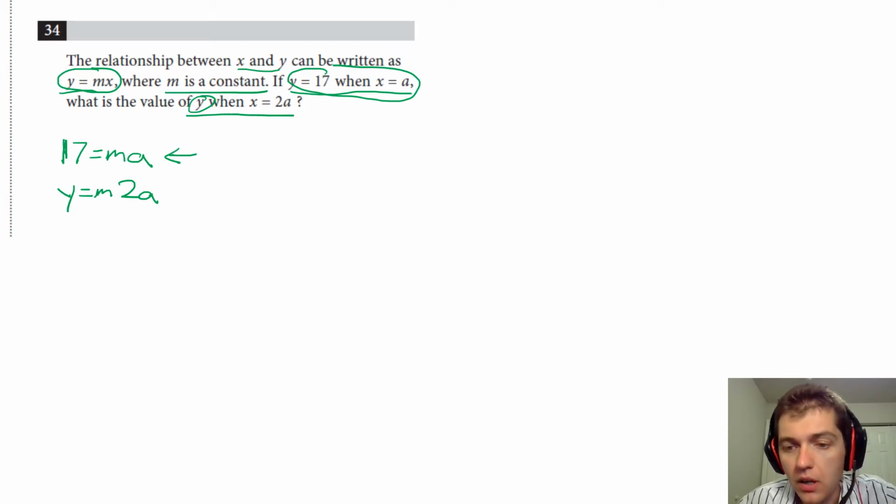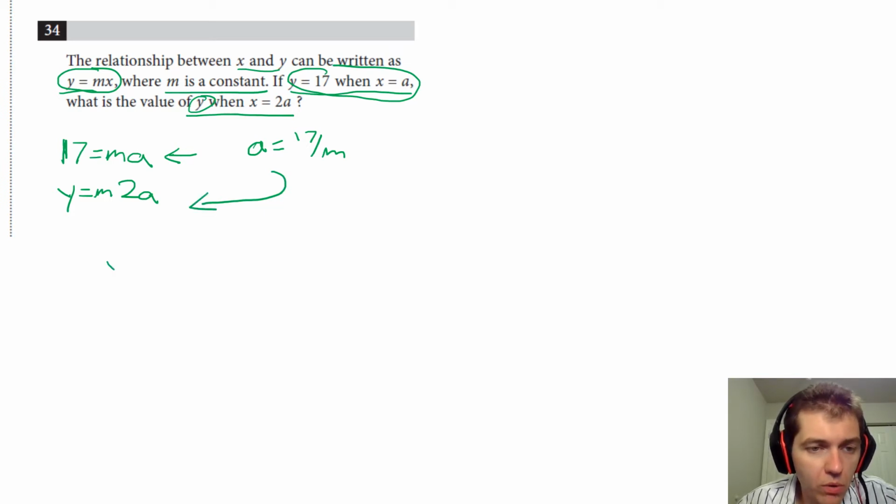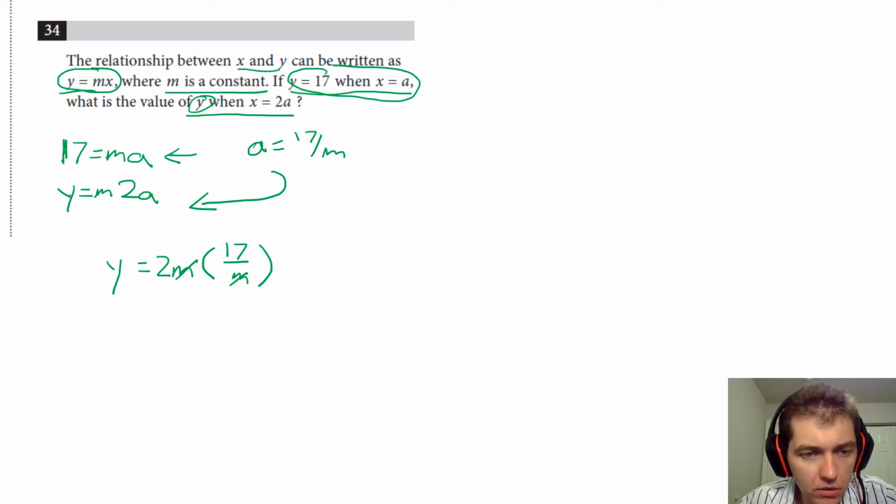So let's take this first one and solve it for m. So that's pretty simple. Just divide both sides by a. You will have m is equal to 17 divided by a. Take that information you've just been given, plug it into the second equation. You will have y is equal to 2a, or just to put this 2 in front, 2 times a times 17 divided by a. The a's will cancel out. You'll be left with y is equal to 2 times 17, which means that y is equal to 34.